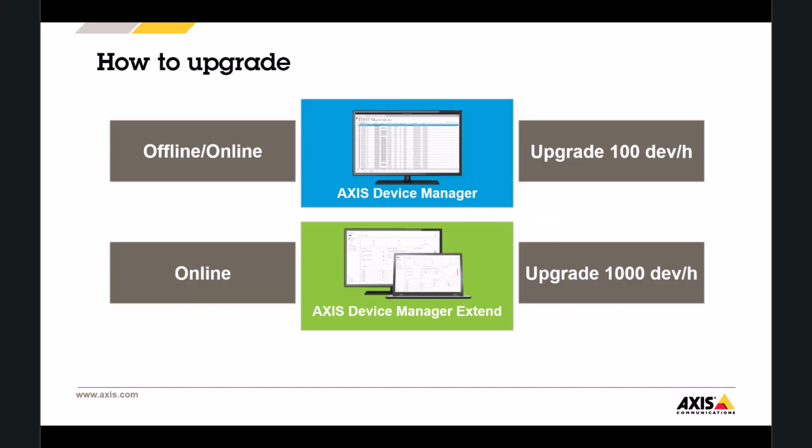There are several ways to do an upgrade. Using our own tools is of course what we recommend. With AXIS Device Manager, you can either be offline or online. With AXIS Device Manager Extend, you need to be online. Both tools help you to upgrade much faster than through the web interface, but also inform you when new updates are available and show you the different options you can choose from.